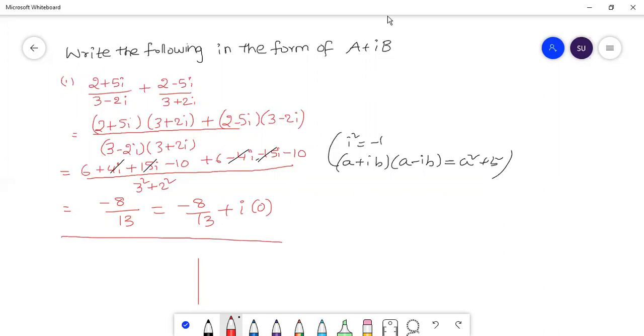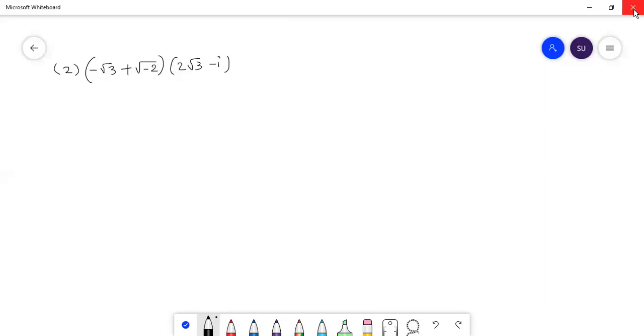And the next problem is (minus root 3 plus root minus 2) into (2 root 3 minus i). Now we'll convert this into the form a plus ib. For that, 2 root 3 minus i is a complex number. What about this minus root 3 plus root minus 2? So for that we will see here.